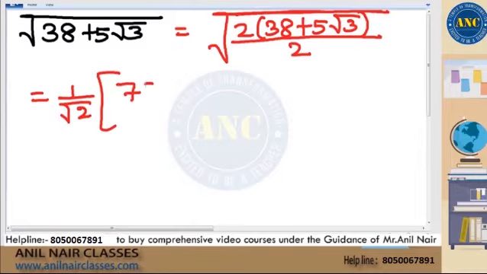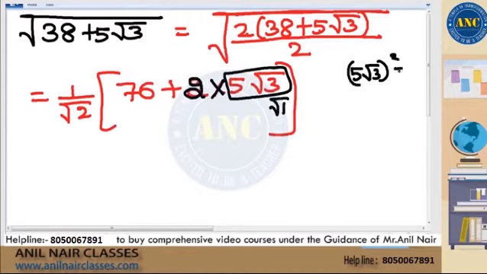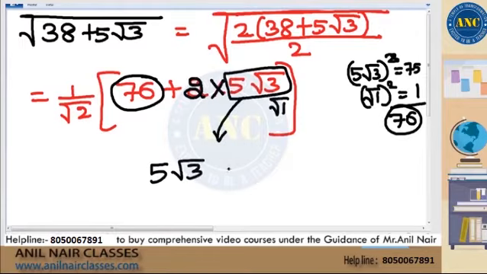2 into 38 is 76. 2 into 5 is, okay, let me write it as 2 into 5 root 3 itself. Check it out if you want. Can I say that 2 into A is nothing but 2 into 5 root 3, and B is root 1? 5 root 3 squared is 75, and root 1 squared is 1. 75 plus 1 is 76, which is what I have in the first term. So the A value is 5 root 3, and the B value is 1.